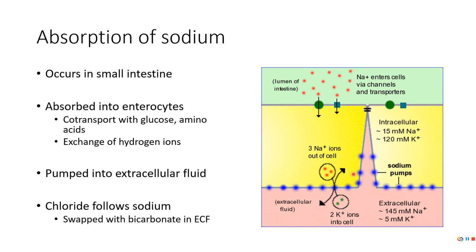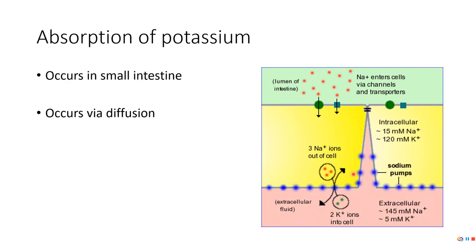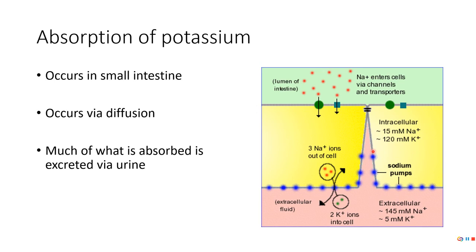Potassium absorption occurs in the small intestine via diffusion. And what's really interesting about potassium is that much of what we take in, we actually end up getting rid of. Okay, it's something like 90% of all potassium that we absorb, we urinate out.